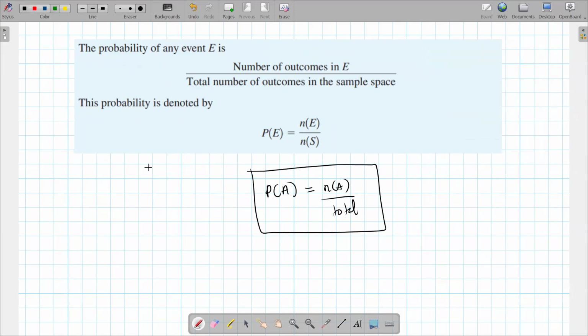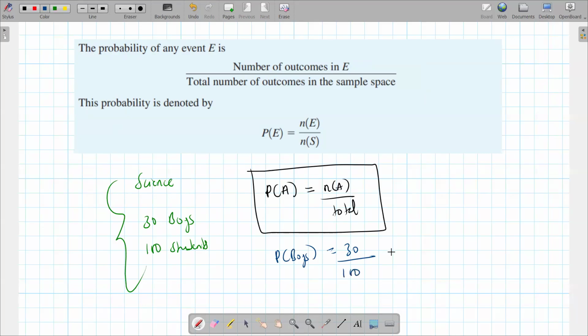So let's say there's a science class. In this class, there are 30 boys and 100 total students. What's the probability that you pick a person, and that person ends up becoming a boy? We're going to use this formula right here. So the probability of being a boy, how many boys are there? 30. Boys. And what's the total number of students? 100. So the probability of picking a boy is 30 over 100.